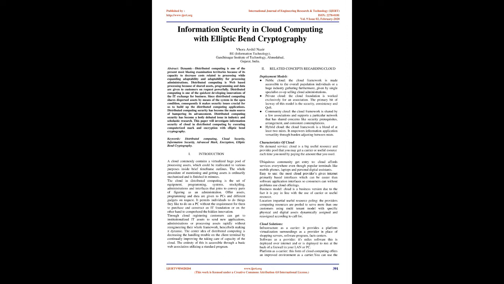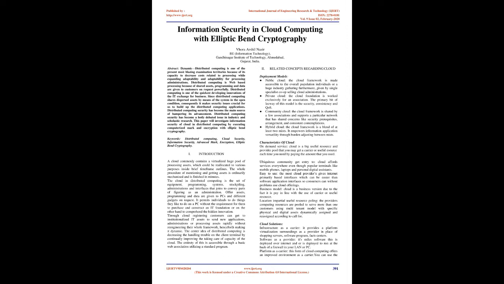Community cloud. The cloud infrastructure is shared by several organizations and supports a particular community that has shared concerns like security requirements, policy, and compliance considerations. Hybrid cloud. The cloud infrastructure is a mix of two or more clouds. It enables data and application portability through load balancing between clouds.